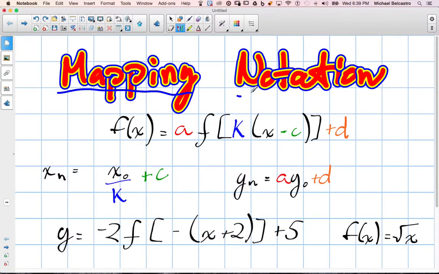So let's look at what's called mapping notation. We have some function here, and the transformations or the translation of the function are defined by certain variables within the equation, right? And these variables, we just have to be able to recognize them. There's a variable that we use the letter A to represent, one that we use the letter K, the letter C, and the letter D to represent them.